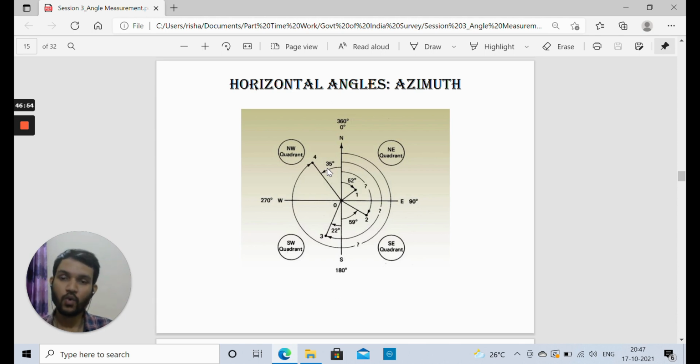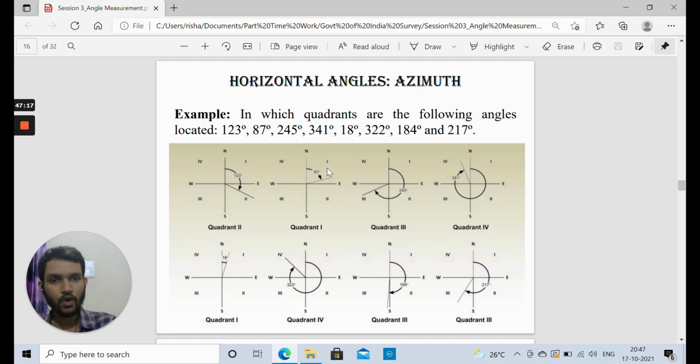You can even see that if the final line is lying in the northwest quadrant, its angle will be between 270 degree and 360 degree, and you can check that the whole circle bearing for line O4 comes out equal to 325, that is obviously lying between 270 and 360 degree. So this is how you can calculate the azimuth for a particular line, and you can get to know in which quadrant a particular line will be lying.